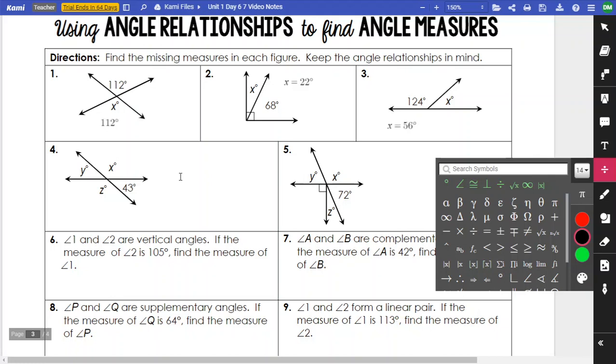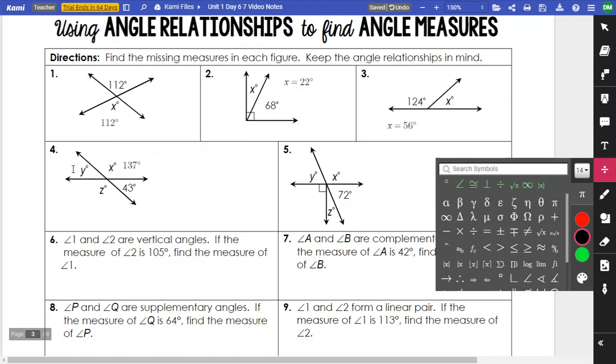All right, we have a linear pair again. So x and 43 together make up a linear pair. So that means that 180 minus 43 will get us our x. So that means that our x is going to be equal to 137 degrees. And that's really all we need to know to find y and z.